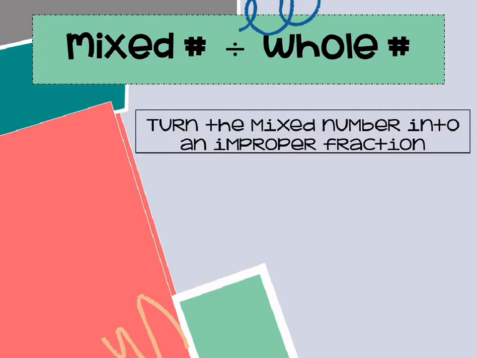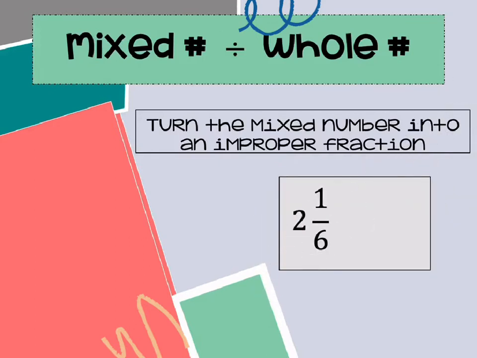Because remember, we said you always want to have two fractions that you're working with. And if you're doing something with your mixed number, you know that you need to do something with your whole number. But we're not there yet. Let's stick to this. You're going to turn 2 and 1/6 into an improper fraction. And you can pause this video so that you can solve it on your own. 2 and 1/6 is equal to 13/6.